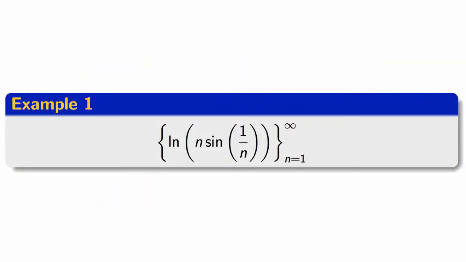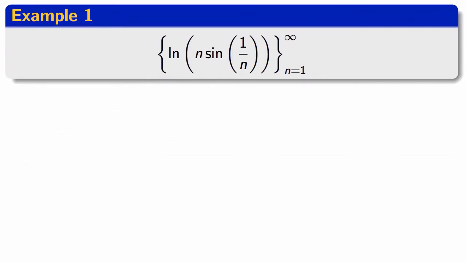Let's first look at this example, the sequence whose terms are the natural log of the product n times sine of 1 over n. We want to know whether this sequence converges, and if it does, what its limit is. Pause the video here and see if you can answer this one already.